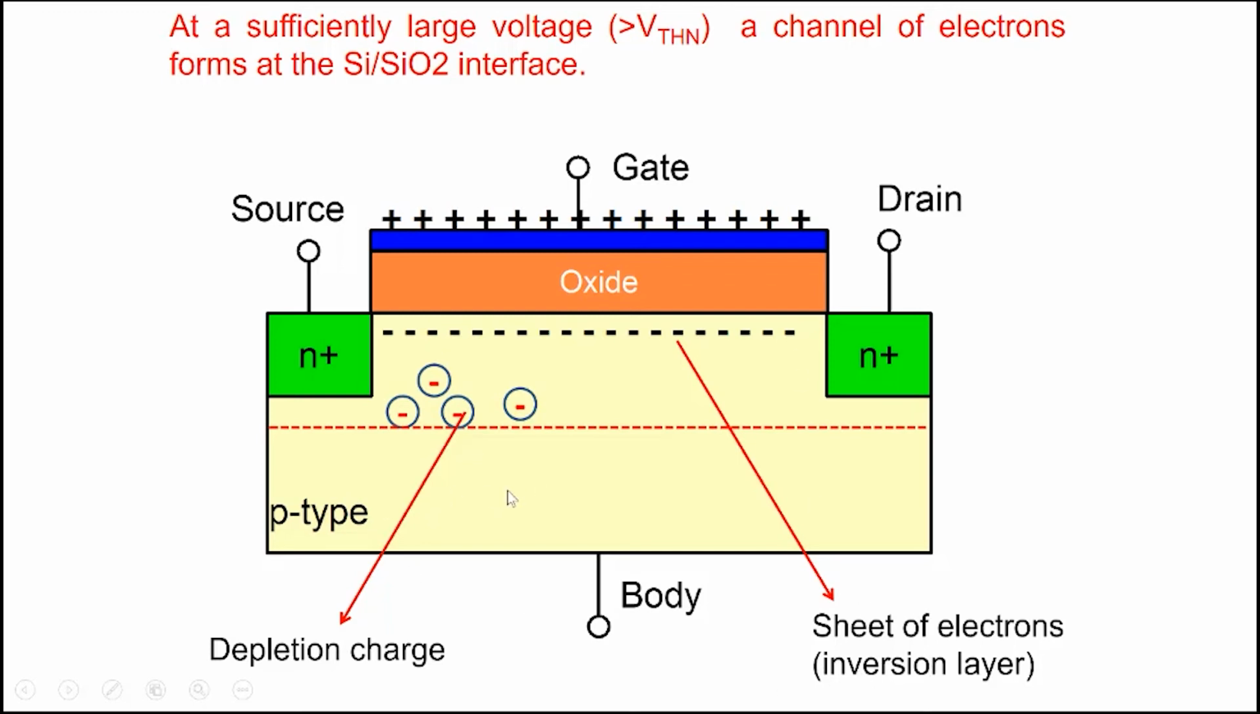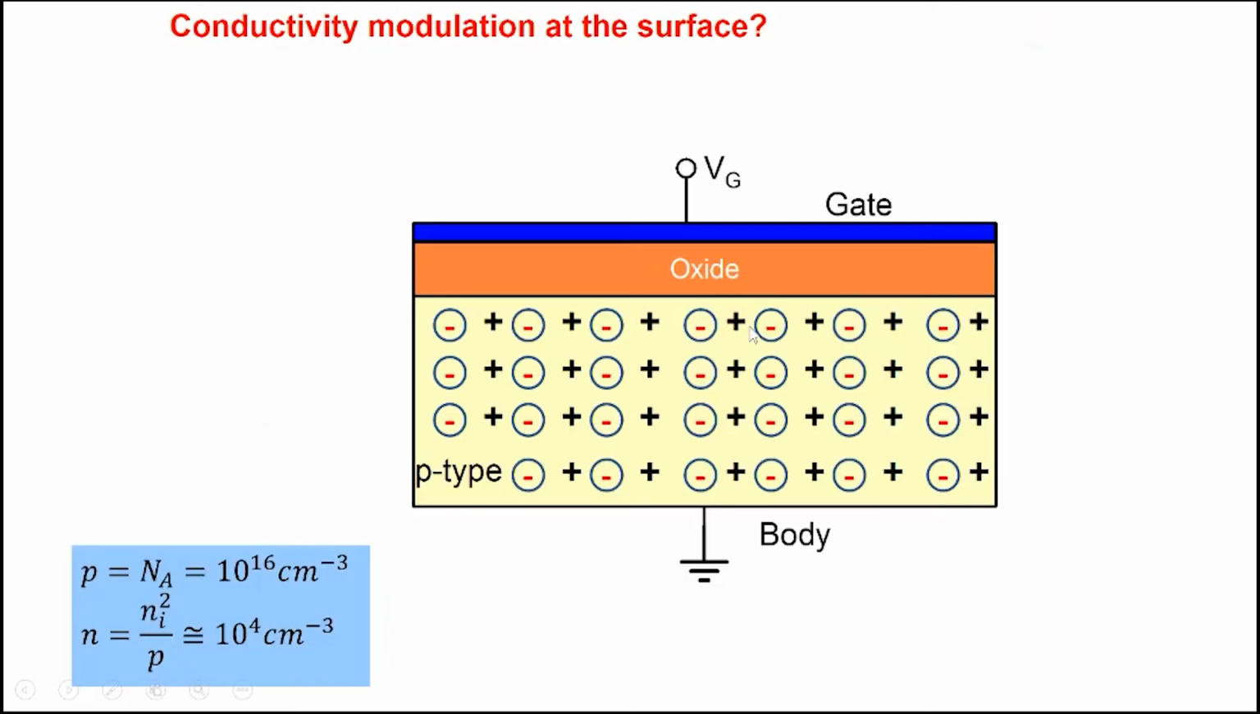Because in a normal p-type semiconductor, the number of holes is much larger than the number of electrons. But at the surface, if you apply a sufficiently large voltage, what you have done is you have created a layer where the number of electrons is much larger than the number of holes, because all the holes have been pushed away and the number of electrons has increased. So you have inverted the polarity. It was p-type, but you have made the surface n-type, and that's why it's called the inversion layer, this sheet of electrons. So let's look at this process in a little bit more detail.